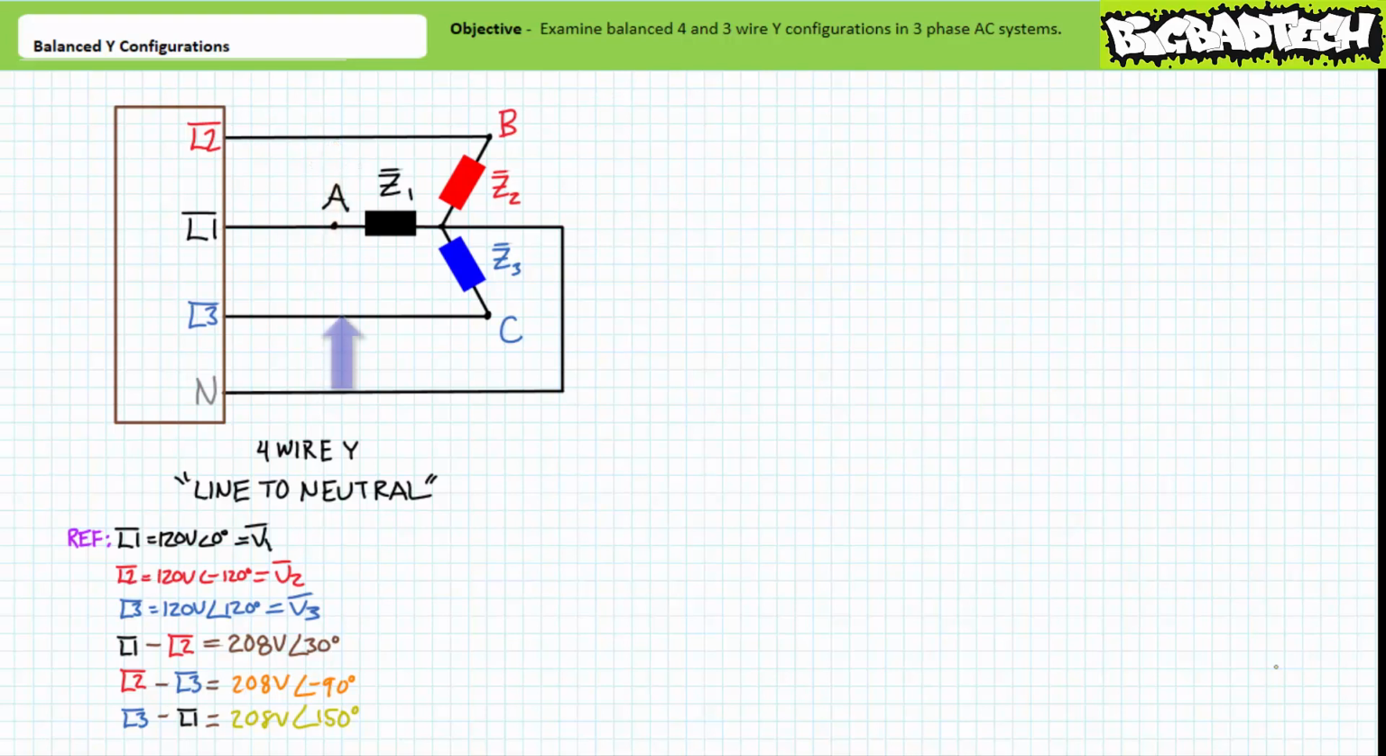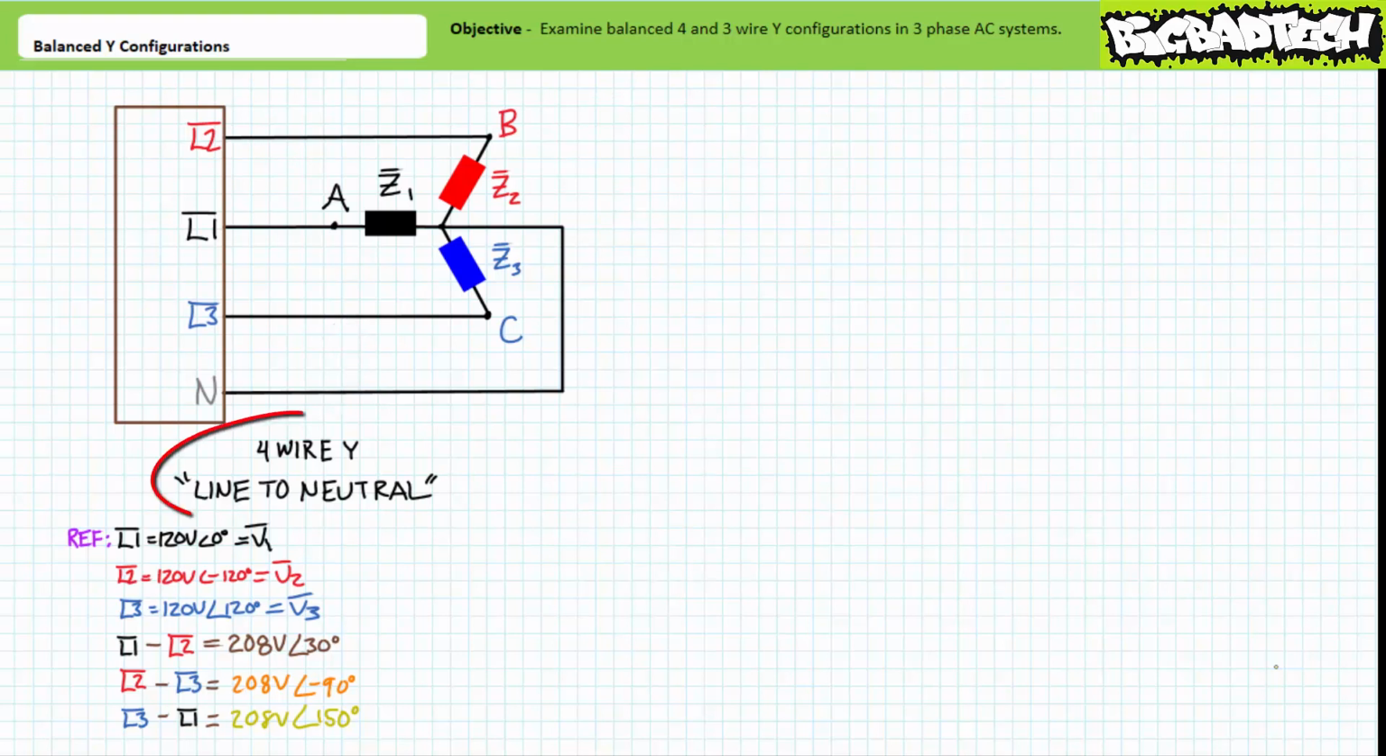Finally, L3 establishes a differential of 120 volts at an angle of 120 degrees between node C and node N. Load impedance Z3 goes from node C to node N. It makes sense that the voltage across load impedance Z3 is therefore 120 volts at an angle of 120 degrees.